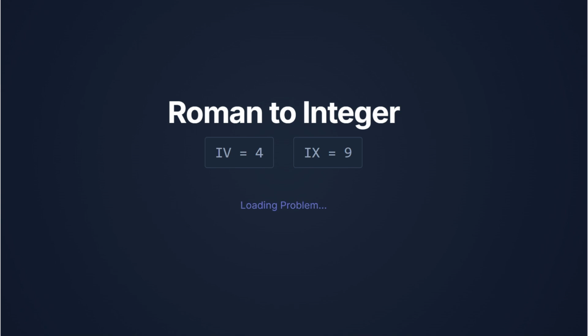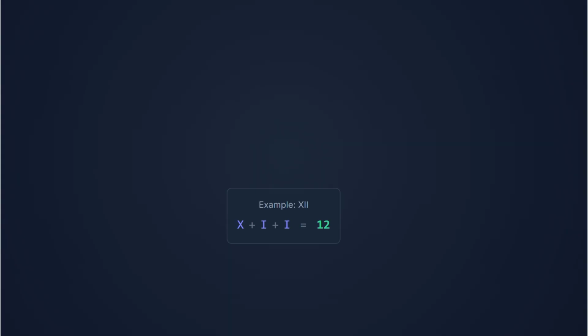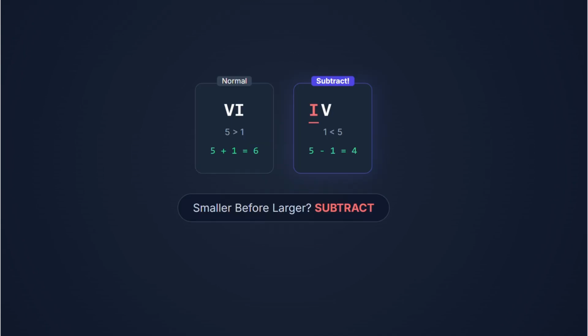IV is 4. IX is 9. But why? Today, we tackle LeetCode 13, Roman to integer. Roman numerals use 7 core symbols: I, V, X, L, C, D, and M. Usually, we just add them up from left to right. For example, XII breaks down into 10, plus 1, plus 1, which equals 12.